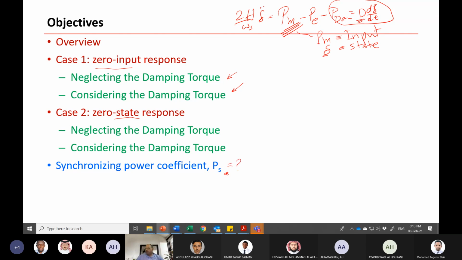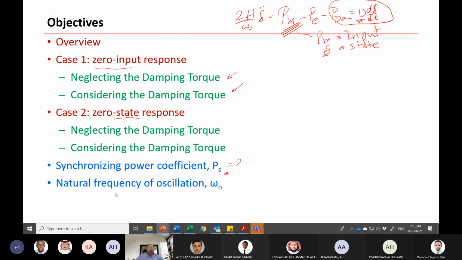And what is the significance of BS? If you are given a value of BS, positive or negative, bigger value or lower value, what is the significance of this? How can you interpret the synchronizing power coefficient? What kind of information does this synchronizing power coefficient tell you?